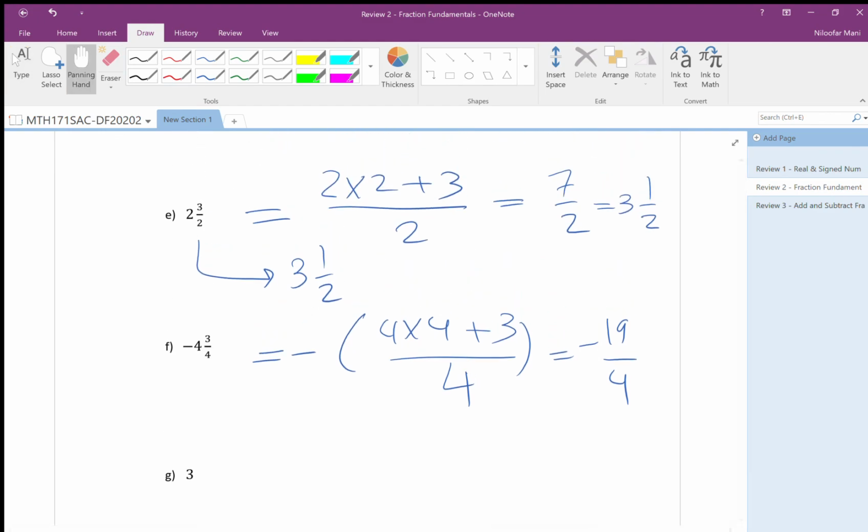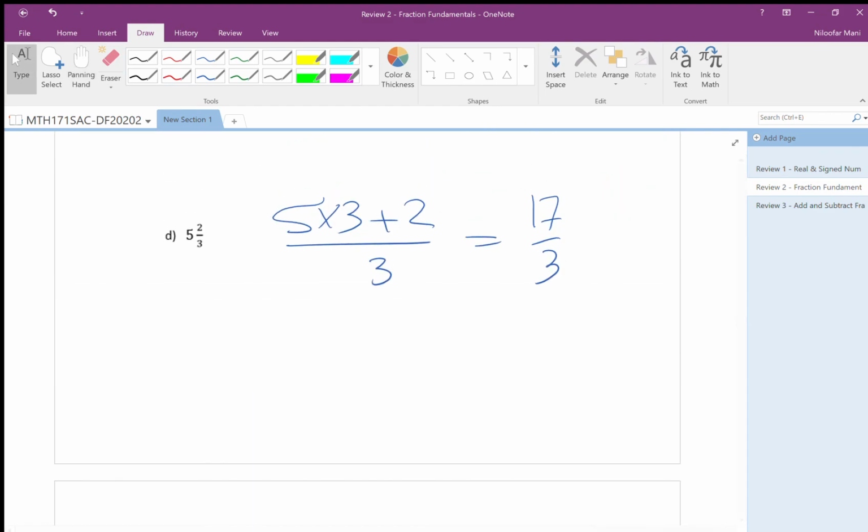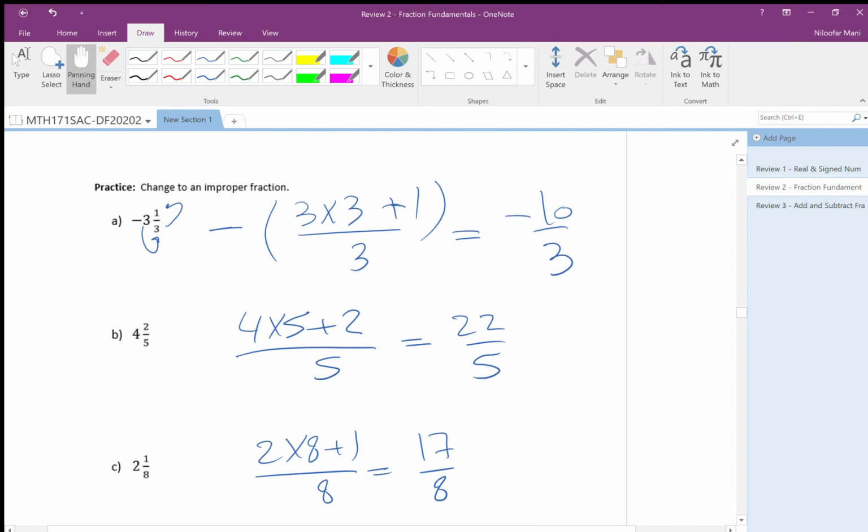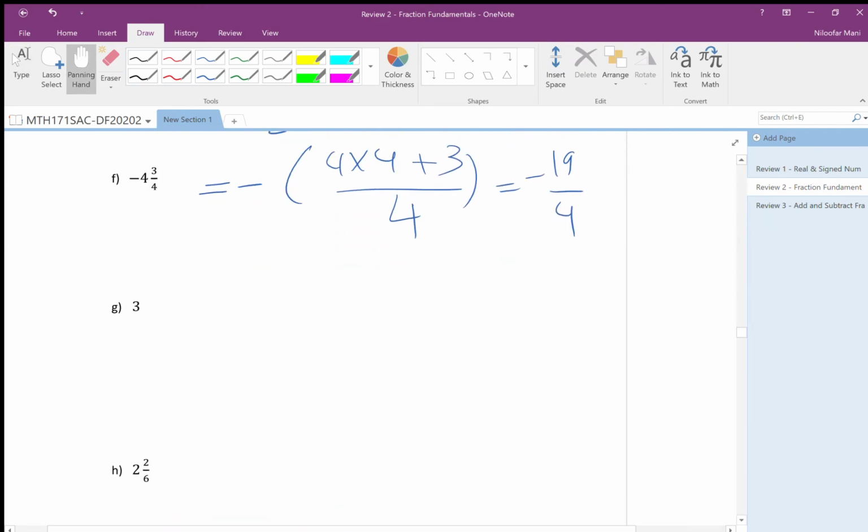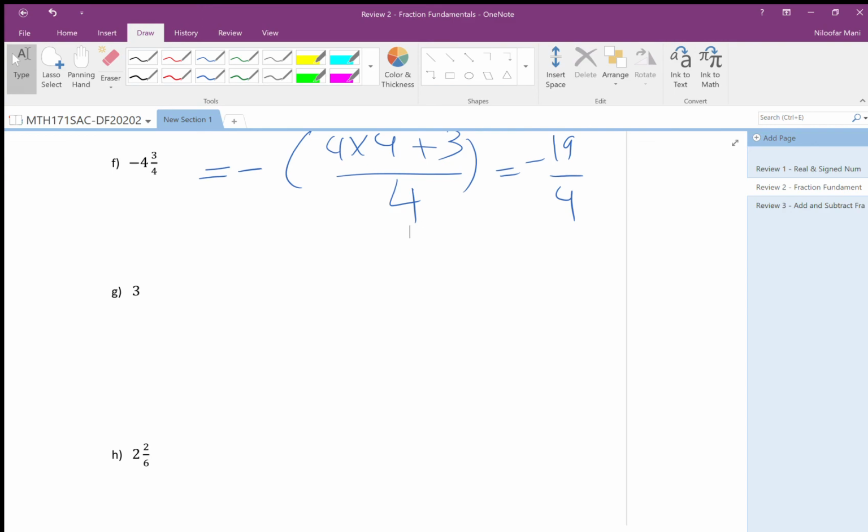How about this one? It says change it to an improper fraction. Okay, so improper: I can do 3 over 1. That's improper, top more than bottom. Or I can say 6 over 2. I can multiply top and bottom by the same number, 2, or multiply by 3. So that's improper. Proper is top less than bottom. Improper is top more than bottom.